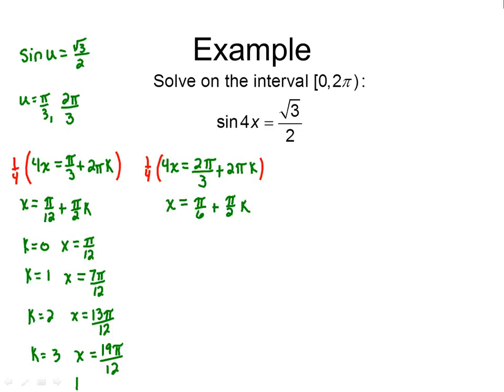Just out of curiosity, what's going to happen if k is equal to 4? If k is equal to 4, you're going to get 2 pi. And then if you add another pi over 12, that automatically puts you out of your domain. So k is not going to be equal to 4. Okay, let's go to the other side. If k is equal to 0, what is x equal to? Pi over 6. That one's easy. If k is equal to 1, what is x equal to?